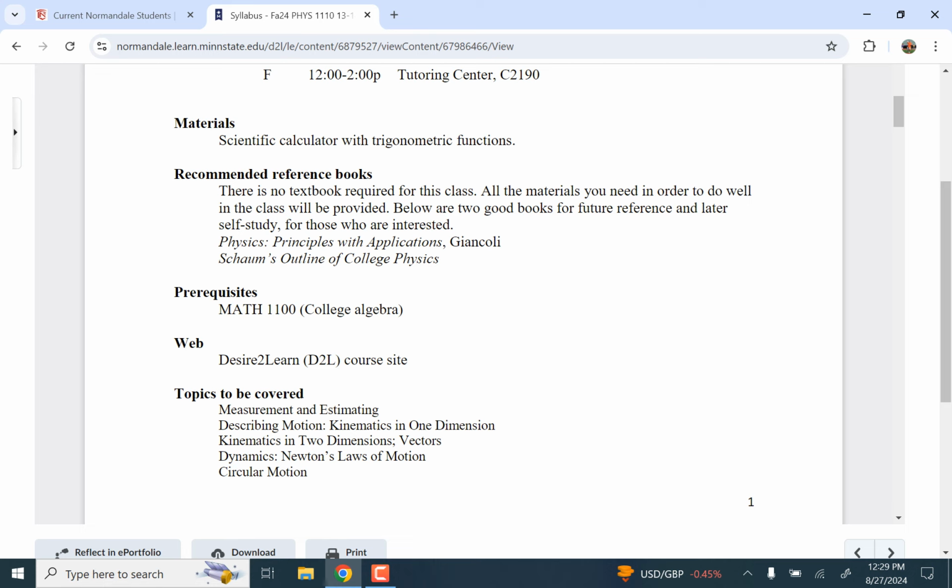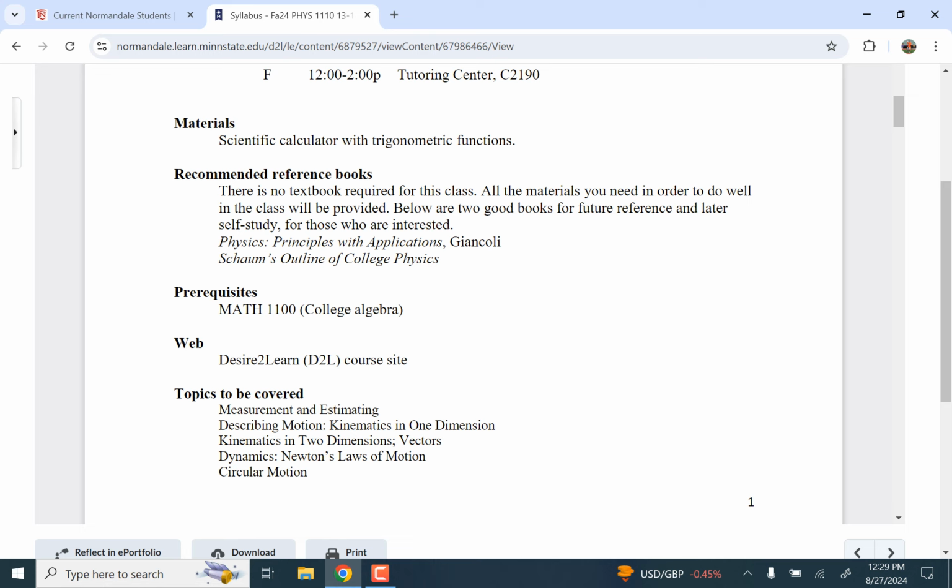One other thing about this class, as far as the math requirement goes, is there are 3 different levels of physics at Normandale. There's one that's based on calculus, there's one that's based on college algebra, and then there's one that's based on simpler math, and I don't even think it has a math prerequisite. And so you want to make sure that you're in the right one of those classes.